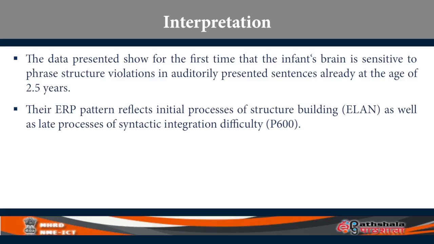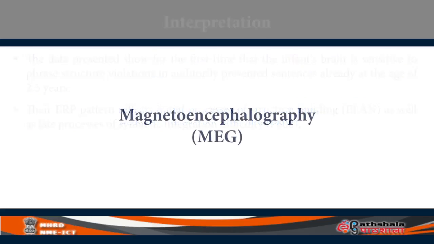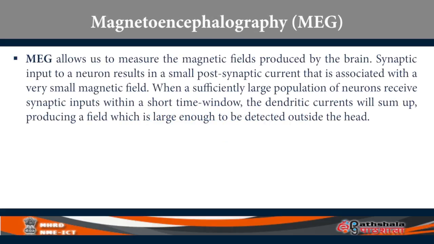So, let's move on to the next major electrophysiological measure used in neurolinguistic research called MEG, magnetoencephalography. MEG allows us to measure magnetic fields produced by the brain.